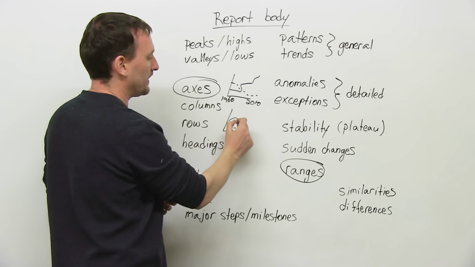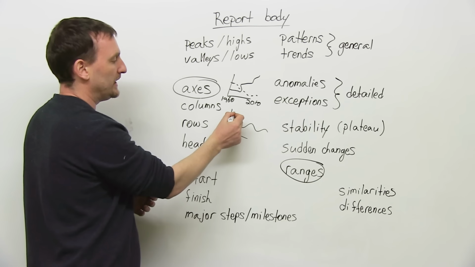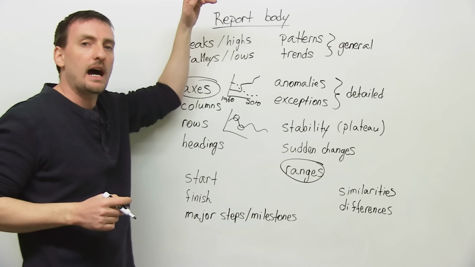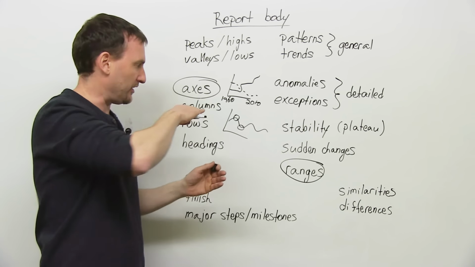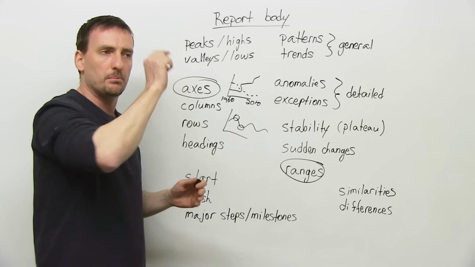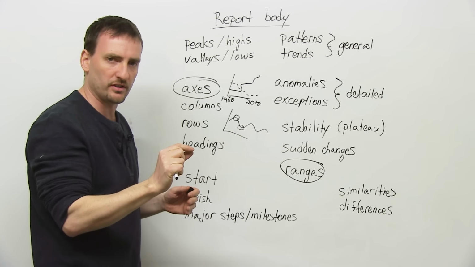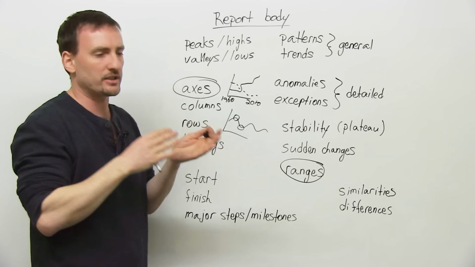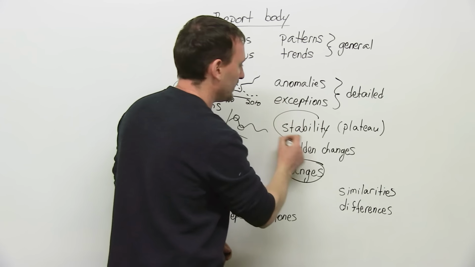So again, let's go like this. This is a peak. This is a valley. Another way to look at it is highs and lows. If a graph is moving up and down, pay attention to the peaks, pay attention to the valleys. If it's very steady peaks and valleys, no problem. You can mention the stability aspect of it.